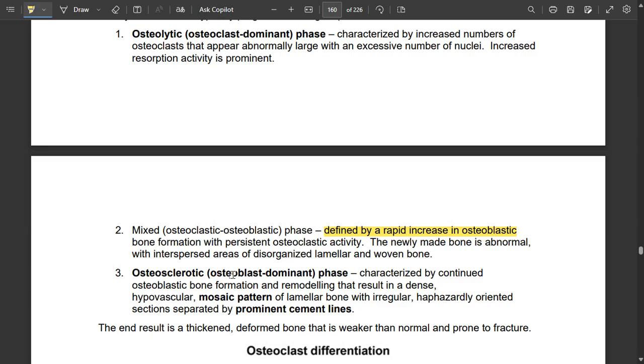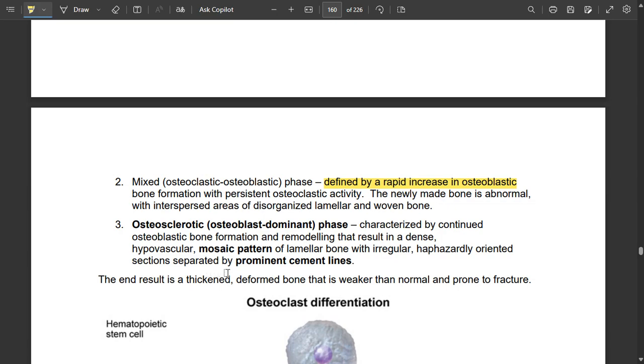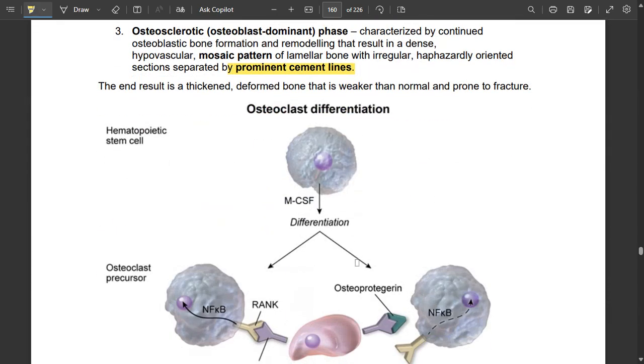The osteosclerotic phase is osteoblast dominant, characterized by continued osteoblastic bone formation and remodeling that result in a dense, hypovascular mosaic pattern of lamellar bone with irregular, haphazardly oriented sections separated by prominent cement lines. This results in thickened, deformed bone that is weaker than normal and prone to fracture.